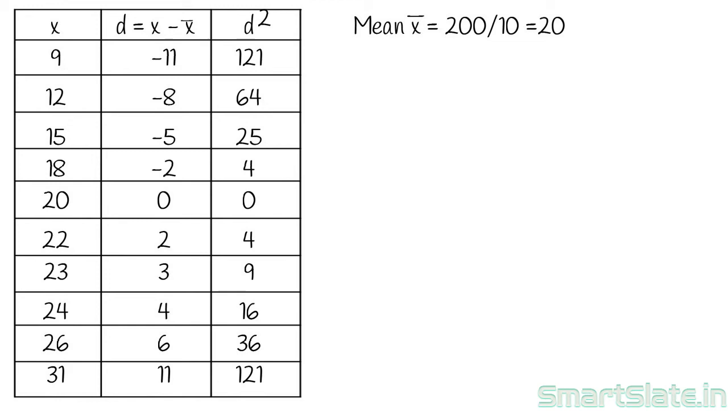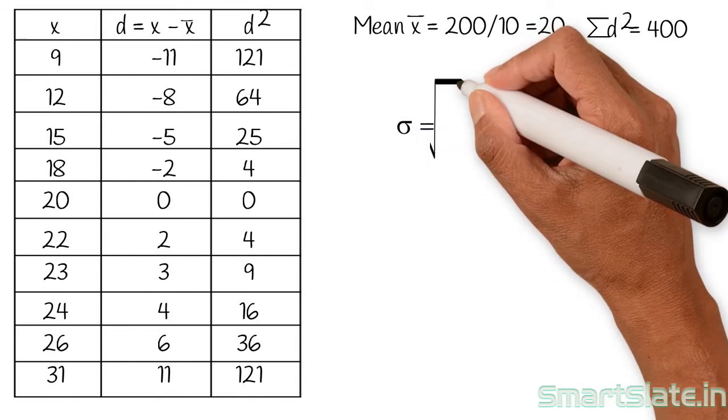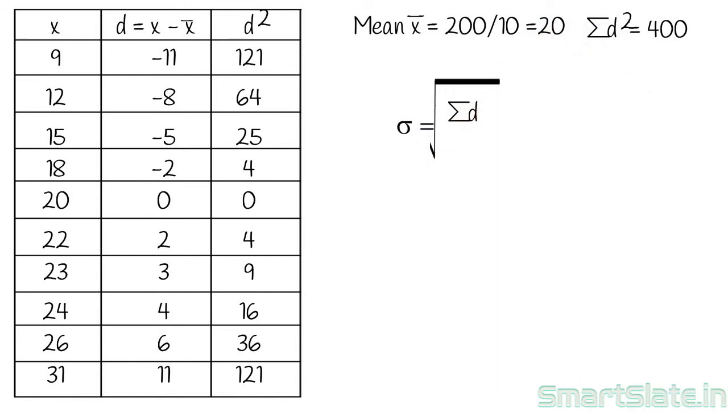Now find the sum of these d squares. The sum of all these elements is 400. Sum of d square is 400. We have the value of sum of d square. Recall the formula: sigma is equal to square root of sum of d square by n.